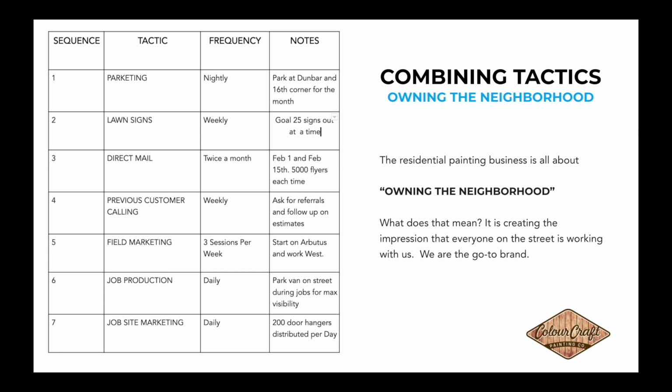So say, marketing or parketing, it's going to be every night. We're going to have our van parked at this corner, and then at the end of the month, we're going to switch it to this corner, and I'll probably have a 12 parking spot rotation. Lawn signs, we're going to have 25 out at a time. This is every week, we're going to have 25 lawn signs out at any given time. And same thing, we're going to rotate those signs so it's not just polluting an area. We'll go and put them up for 10 days, 15 days, go pick them up, go put a whole new schedule of signs out.